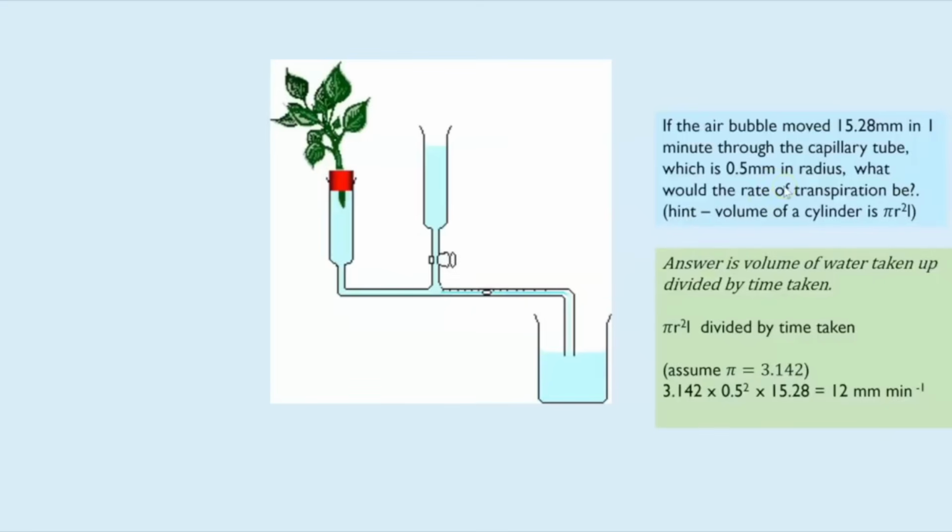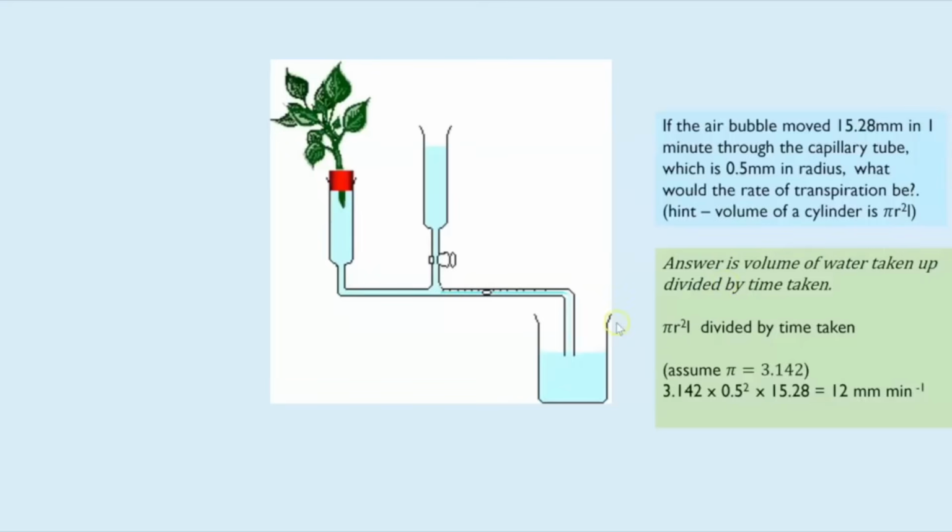Here are the figures that we're given in this example. The air bubble has moved 15.28 millimetres in 1 minute. So they left it for 1 minute and that air bubble has moved 15.28 millimetres along that scale. The next piece of information is that the radius of that capillary tube is 0.5 millimetres. Using that information, we can work out the volume. Because it's a rate, it would be the volume divided by time taken. It was only 1 minute, so it will only be divided by 1. So essentially, we just need to work out the volume.